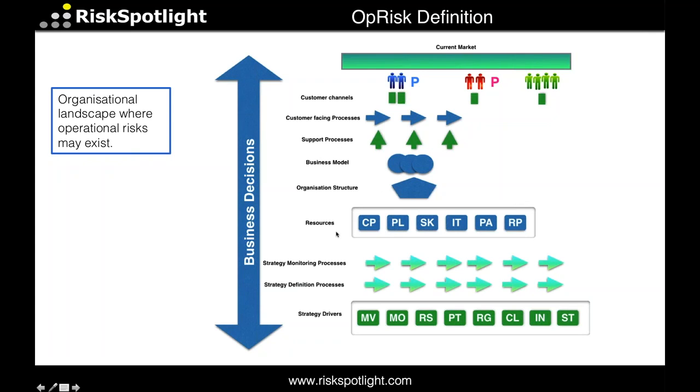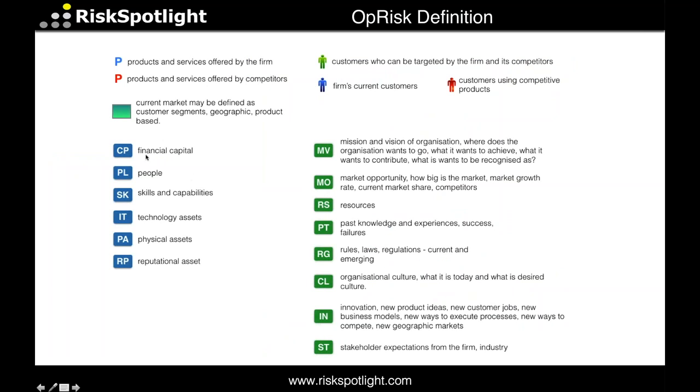And then to support all of that, you have various resources, and each of these resources is valuable. So that's why you want to consider them when you are looking to identify operational risks. If I just go to the next slide, we're looking at financial capital, we're looking at people, the skills and capabilities we have, the technology assets we have, the physical assets we have, and then of course the reputational asset we have. These are all the assets which are helping us achieve the objectives of the organization.